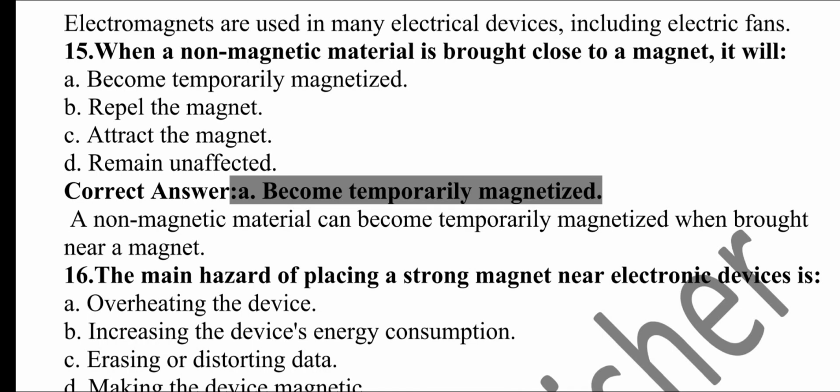Question number 15. When a non-magnetic material is brought close to a magnet, it will: option A, become temporarily magnetized. Option B, repel the magnet. Option C, attract the magnet. Option D, remain unaffected. So the correct option is A, become temporarily magnetized. A non-magnetic material can become temporarily magnetized when brought near a magnet.